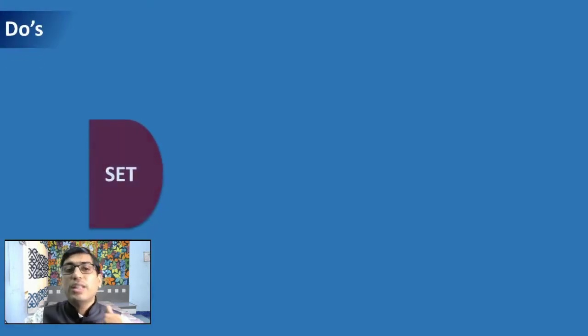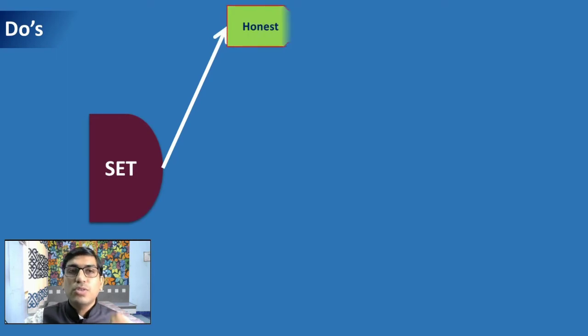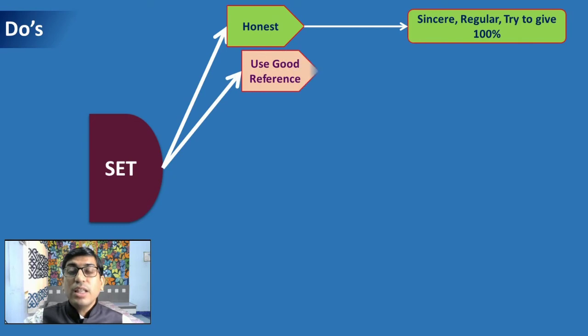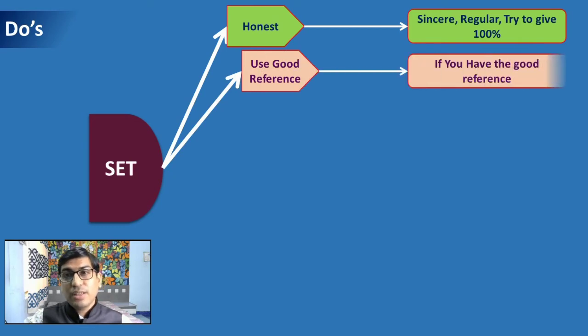So now the thing is, what are some of the do's and don'ts for the in-plant training? First is honesty. Definitely you have to be sincere, regular and try to give 100% at the time of your training. Second thing is use good references. यहाँ पे मैं कहूंगा, if you have the references, use the references, but the references must have viability, वो रेफरेंस भी हमारा अच्छा प्रतिका होना चाहिए.